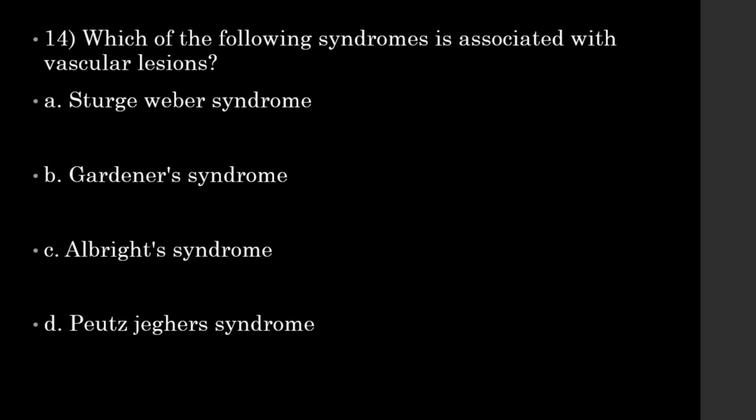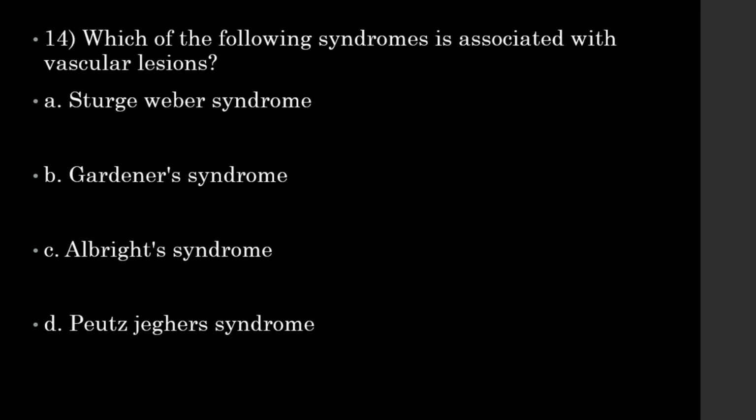Which of the following syndromes is associated with vascular lesions? Option A, Sturge-Weber syndrome. Option B, Gardner syndrome. Option C, Albright syndrome. Or option D, Peutz-Jeghers syndrome. So what do you think will be the right answer for this particular question? Here the right answer is option A, that is Sturge-Weber syndrome.